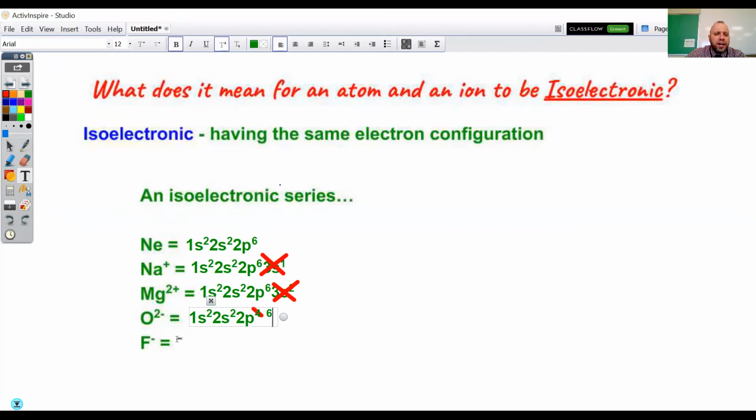We could do that one more time. So if we look at fluorine, fluorine has the electron configuration 1s2, 2s2, 2p5.